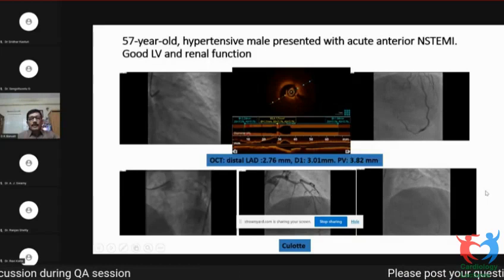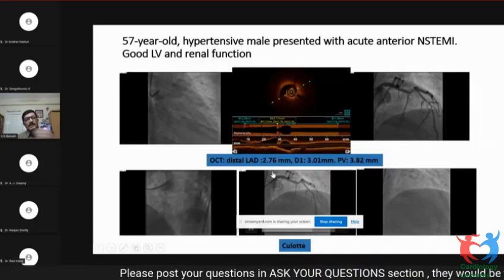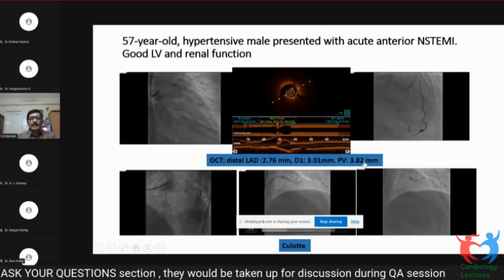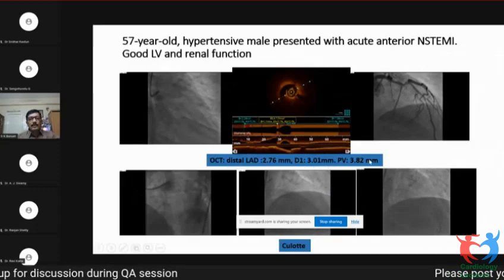We analyzed the OCT. The distal LAD is around 2.7, EEL to EEL 2.7. The diagonal shows 3 millimeter, and the proximal is almost 3.8 millimeter. So these are the sizes we got from OCT.